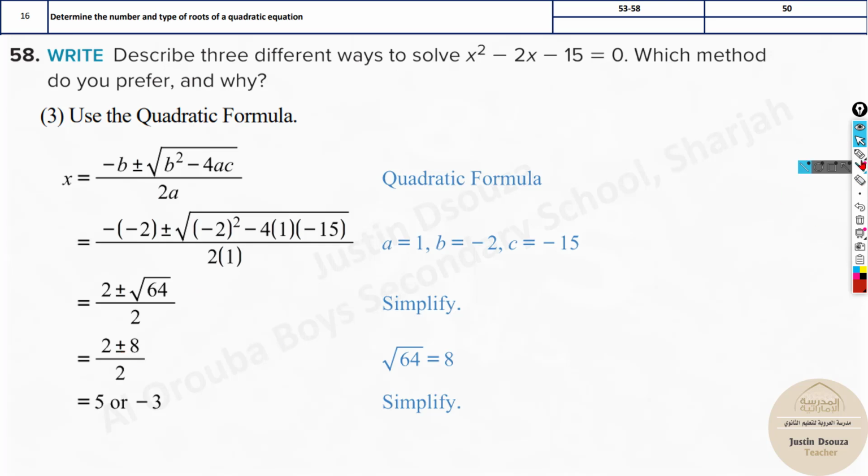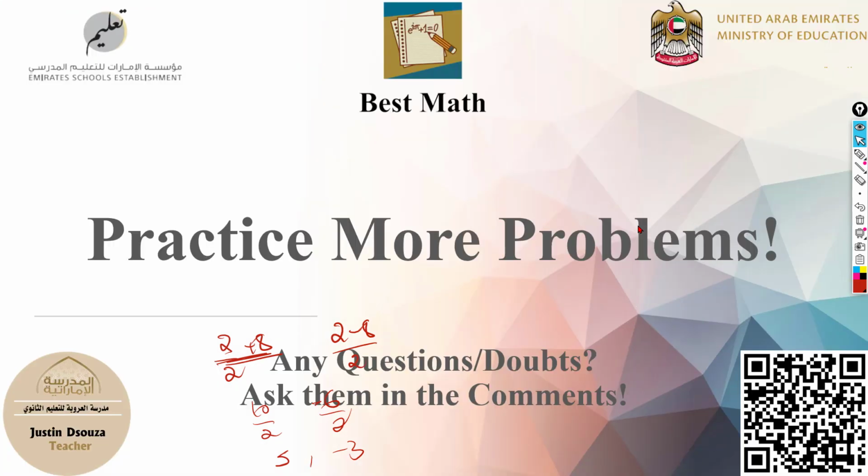Here also, remember there are two cases. What are the two cases? 2 plus 8 by 2 over here. In the numerator, it's plus 8. And 2 minus 8 by 2. It'll be 10 by 2 or minus 6 by 2, sorry. 5 or minus 3. These are the two answers. That's how we solve it.